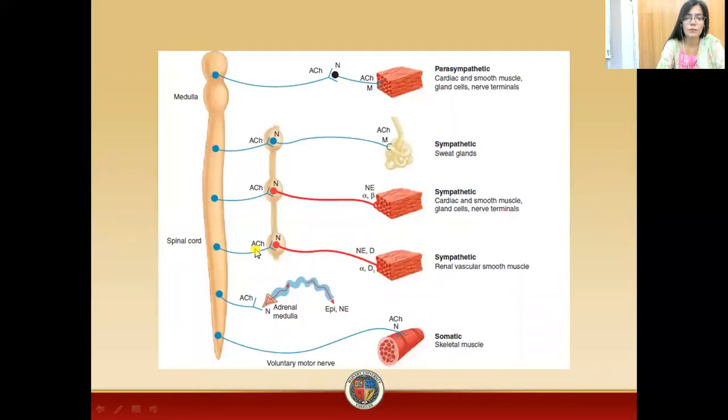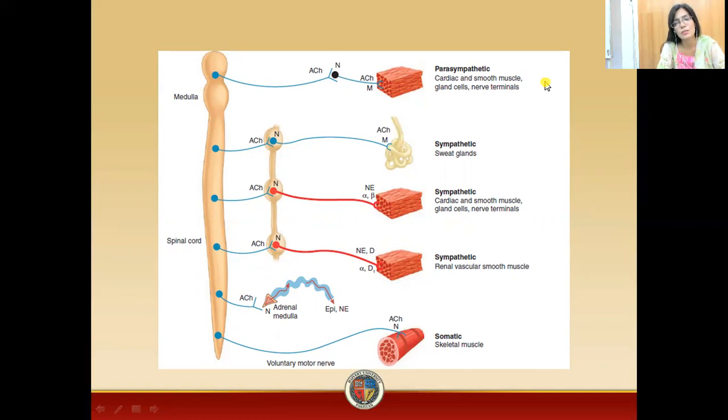This is the diagram from Katzung's book. This is representing that these are the preganglionic nerves. These are all the preganglionic nerves. In the case of the preganglionic nerves, these are present before the ganglia. So these preganglionic nerves, in case of the parasympathetic, the sympathetic and the somatic nervous system, are actually releasing acetylcholine. You can see that they are releasing acetylcholine, which is represented by ACh.